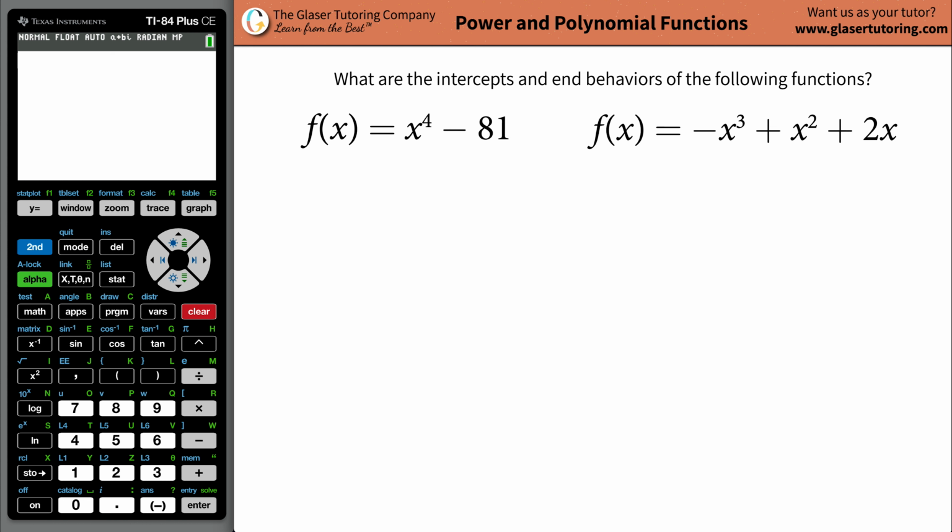Hi, I'm Andrew. Today I would like to teach you how to use a calculator to determine the intercepts and the end behaviors of a function.